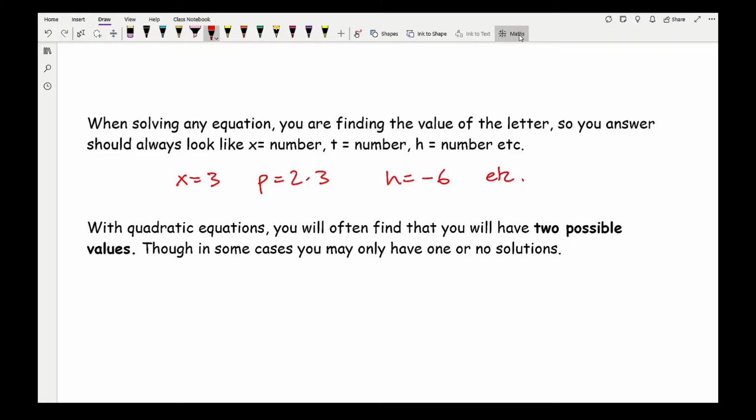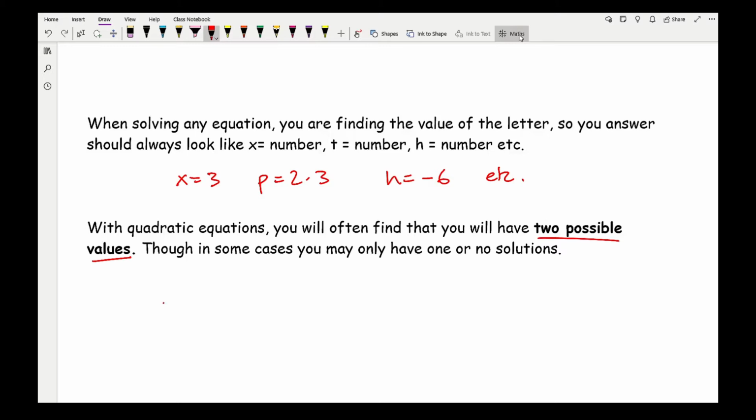Now when you are solving a quadratic equation, I would say 95% of the time you'll tend to find that you're going to have two possible answers. It is possible, depending on what level of quadratics you're working with, to have only one or even no solutions, but generally speaking in a GCSE exam you're going to be finding two values. But again, a little disclaimer, there are some situations where you may only have one solution.